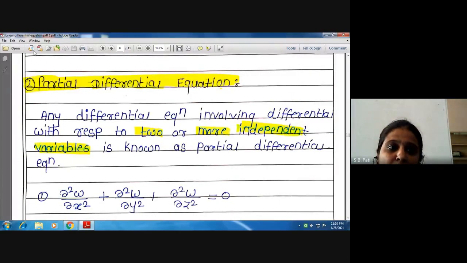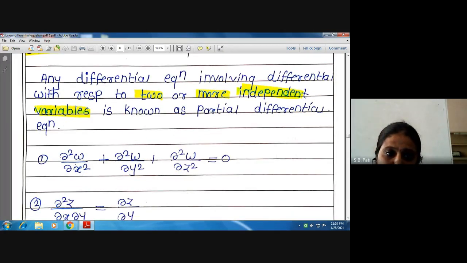Then we see what is meant by a partial differential equation. Any differential equation involving derivatives with respect to two or more independent variables is known as a partial differential equation. That means we differentiate the equation with respect to two or more independent variables. So we take an example of a partial differential equation.